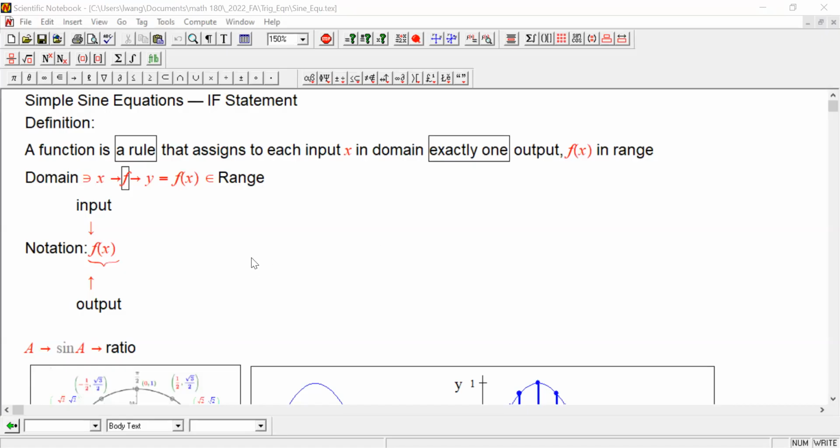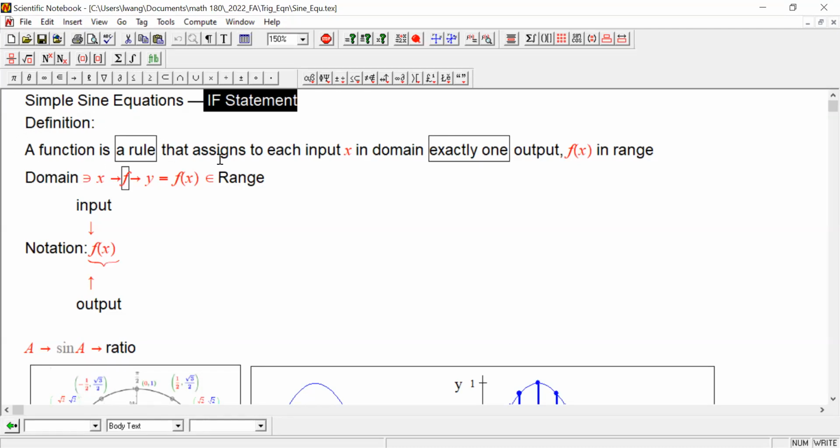Hello, everyone. In this lesson, we're going to talk about simple sine equations. If you remember, at the beginning of the semester I mentioned that there are two kinds of statements in mathematics. One is just a statement, and the other one is an if statement. So we come to the if statement.